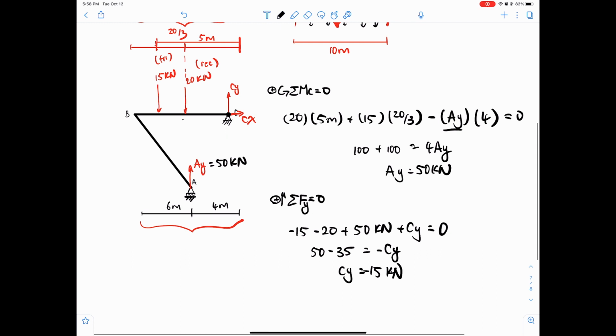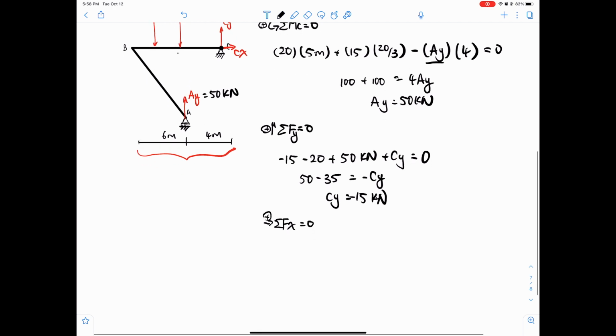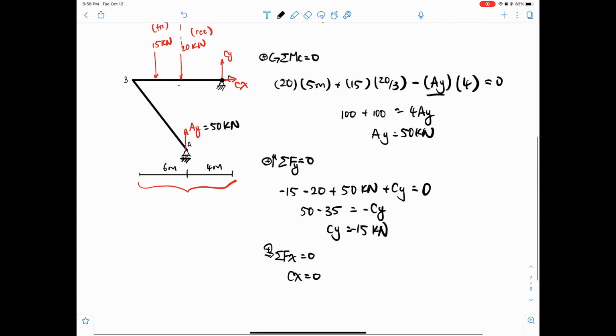And then you might have noticed that I'm missing CX. Well, CX, if you just look at it intuitively, right? You don't have to write this down, but it's always good practice to do so, right? CX is just equal 0. Why? Because there's nothing acting horizontally, right? Again, don't get confused by this diagonal or anything like that. We've already broken down what needs to be broken down into horizontal and vertical.